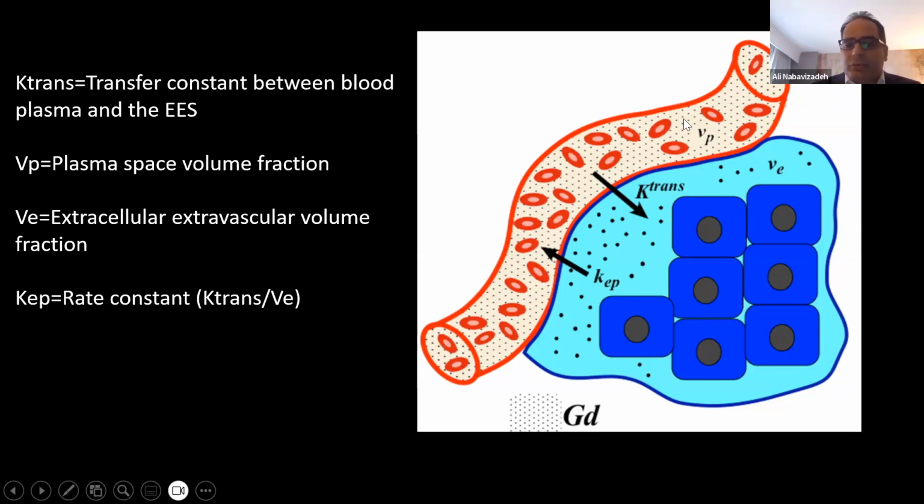In the context of tumor, the higher the VP, the higher the chance this would be a high-grade tumor or progression compared to pseudoprogression, because VP, you can think of it as tumor vasculature. And then we have VE, which is the extracellular, extravascular fraction, or interstitial space between the tumor cells or whatever cells are in the tumor microenvironment. And finally, you have KEP, which is the transfer contrast between the interstitial space and basically plasma.